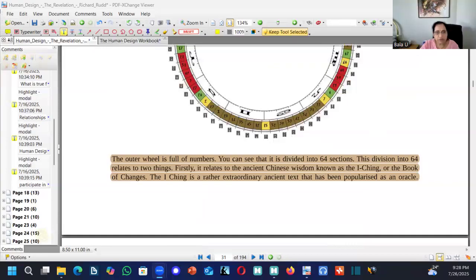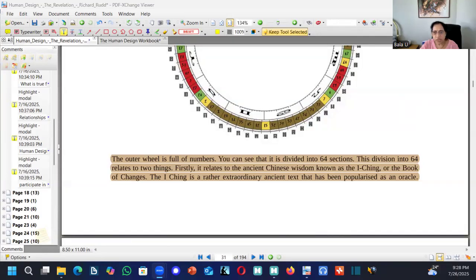Outer wheel. The outer wheel is full of numbers. You can see these numbers. Yeah, you can see it is divided into 64 sections. Correct. This division into 64 relates to two things.